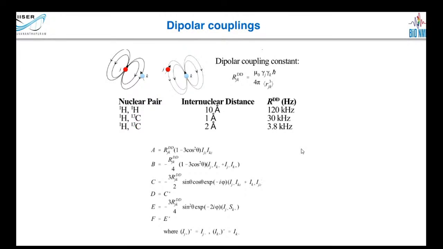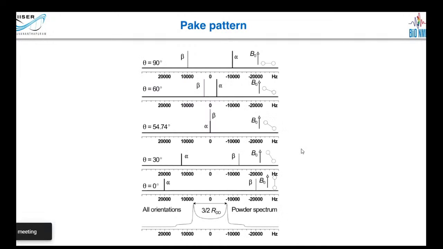1H-13C at 2 angstrom is 3.8 kilohertz, which is also very high. That is 3,800 hertz. Now, how does it matter? Just think about two spins that are coupling, for example, in alpha and beta states. If theta is 90 degrees, it will be in this state. There is maximum coupling, because of your cos theta, cos 90 is 0. So you will get the maximum coupling like that.